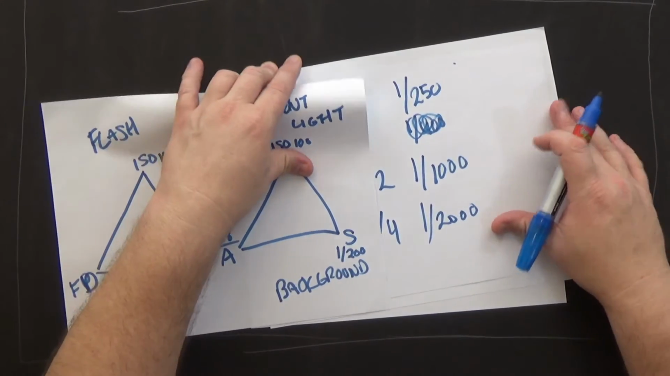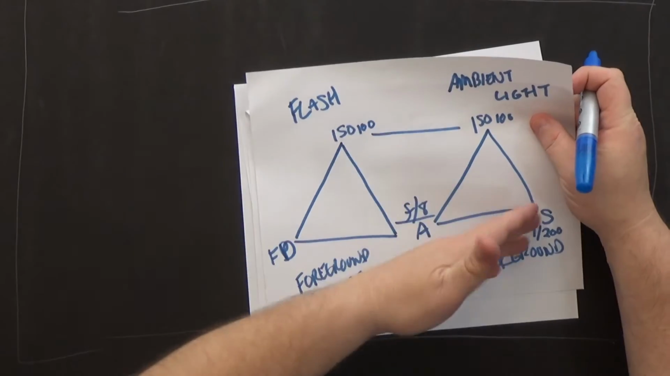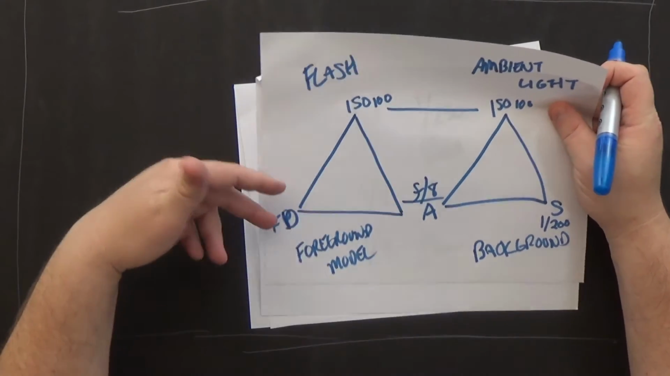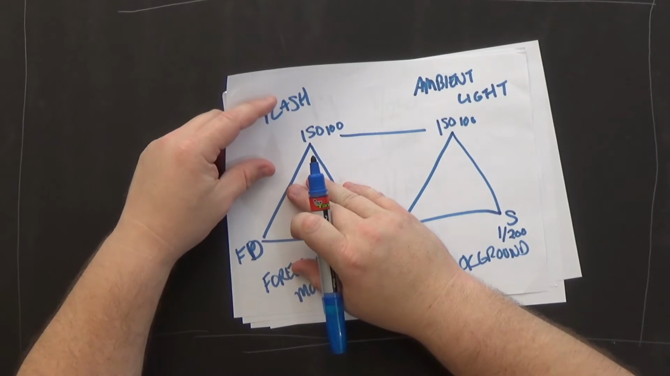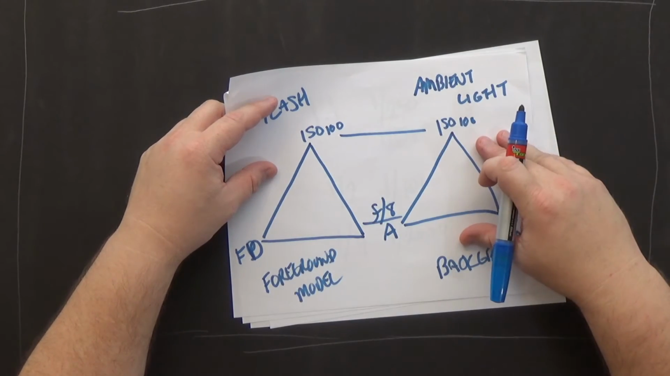So now that we've got that out of the way, we understand that our shutter speed is always slower than our flash duration. We know that our flash is always affecting the foreground light, and our shutter speed is always to adjust the ambient light. Now you're probably asking, well, why doesn't the flash affect the background still? Well, this is because of the inverse square law.